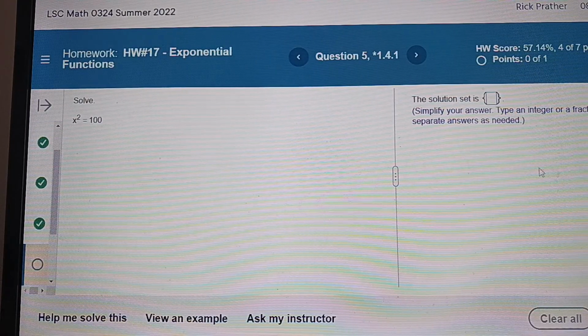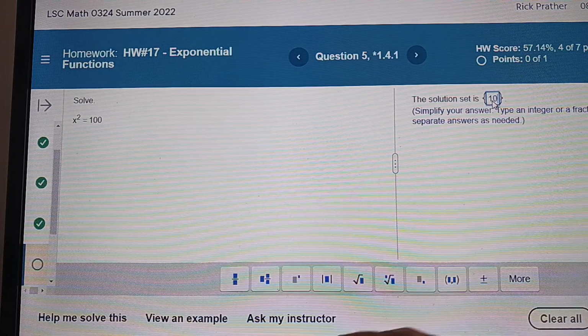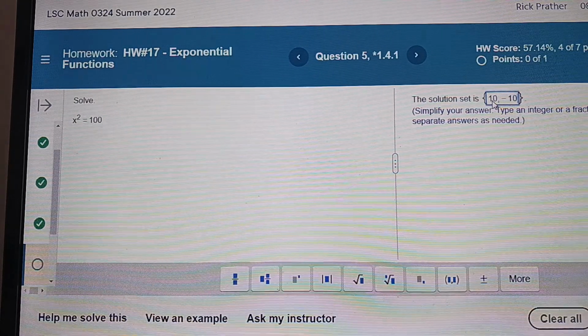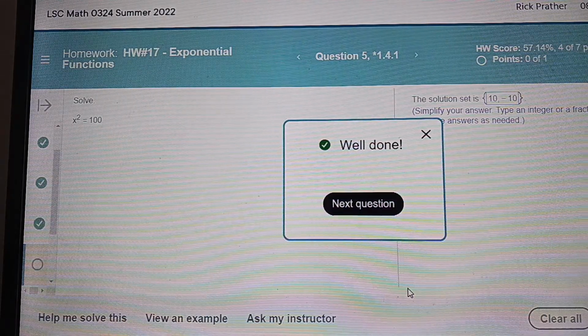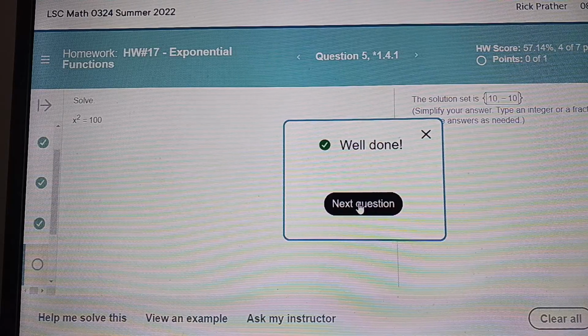Separate answers as needed. Use a comma to separate answers. So it's both 10, comma, and negative 10. That's not a coordinate. Those squiggly brackets just mean I'm listing my solution set. So without the negative 10, they would have counted that wrong.